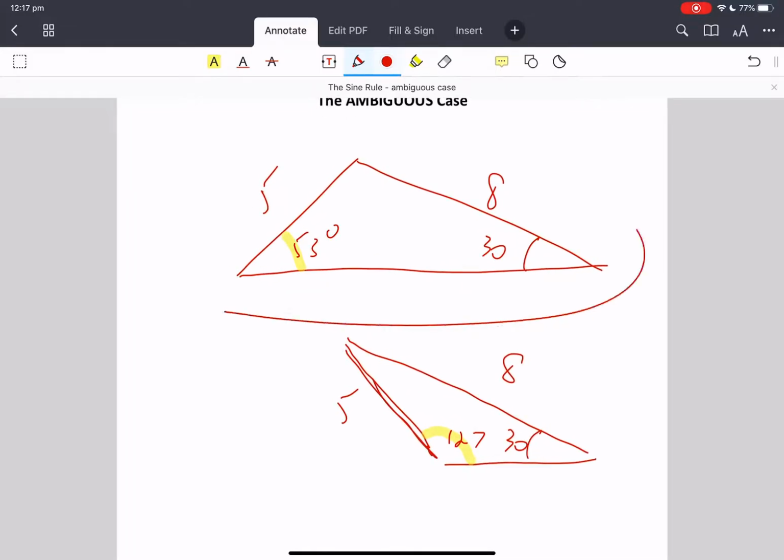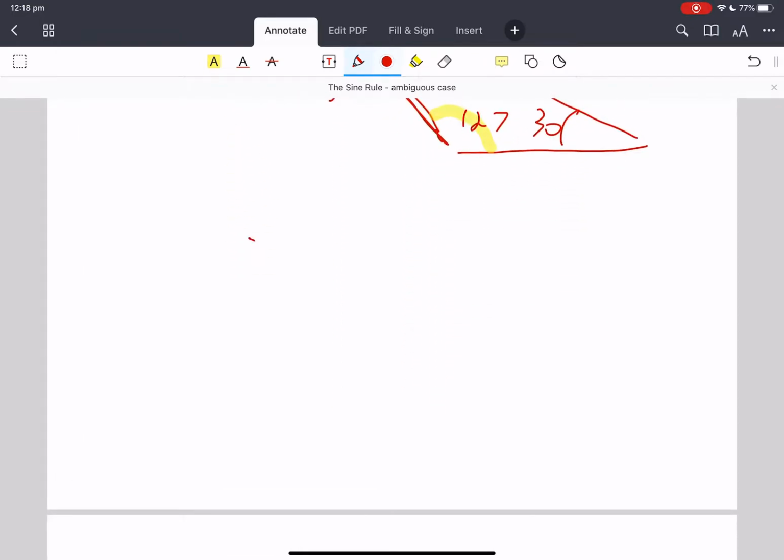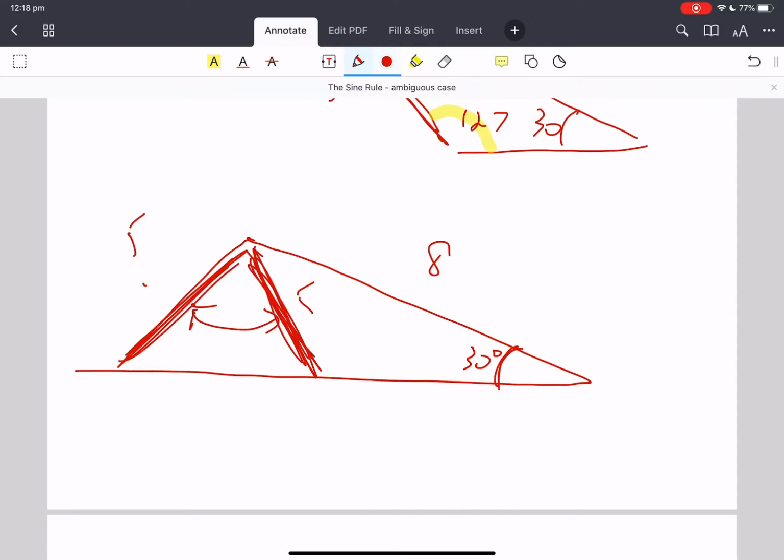So if you've got a diagram, yes, you can pick what the angle is, but if you don't have a diagram or it's a worded question, you don't know. So you've got to cover both options. So it happens where you get this flip-flop happening. So this side length of 5 can either come out there or come back in here, and they're both 5, and they keep this same angle of 30 degrees. So we just don't know which triangle it is, because they both form a triangle with the 8 and the 30.